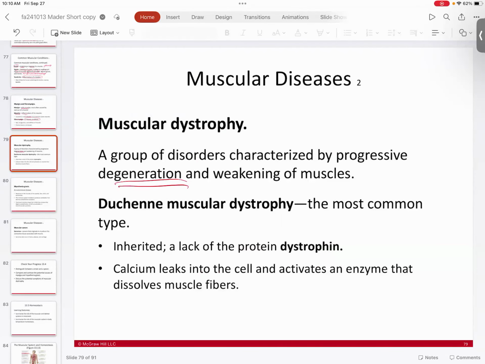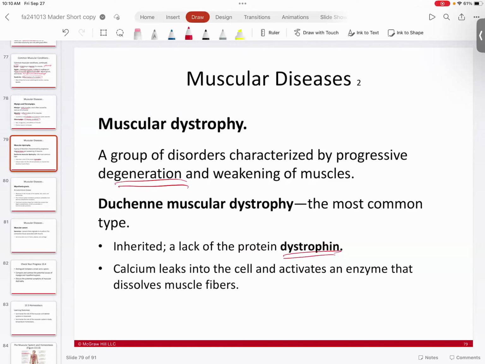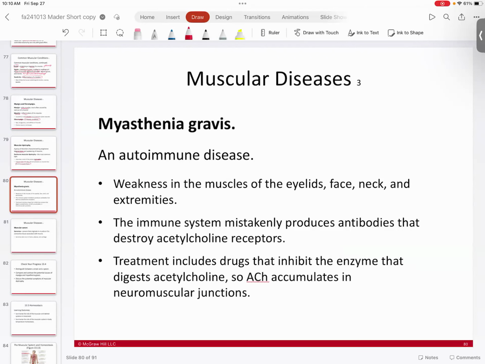Okay. Basically, it's a lack of dystrophin. So calcium leaks into the cell and activates an enzyme that essentially chews up and dissolves muscle fiber. So you're actually just chewing up the muscle fiber.